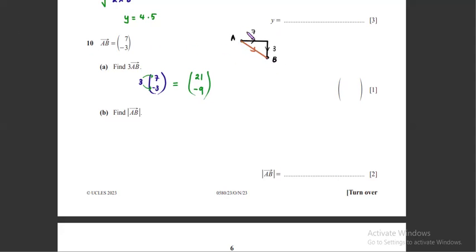So simply, we need to square this 7. We need to square this 3 as we are trying to calculate A to B or AB. AB is the hypotenuse. You need to add the 2 squares and square root it. So when we do this, we get the answer as square root of 58, which is the same as 7.62. That will be the modulus of A to B.